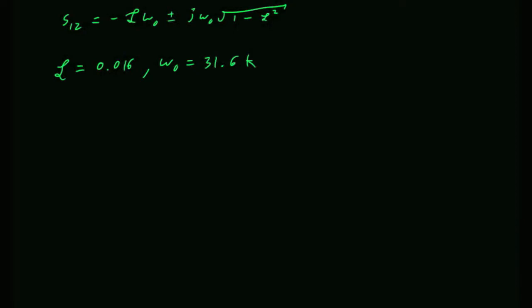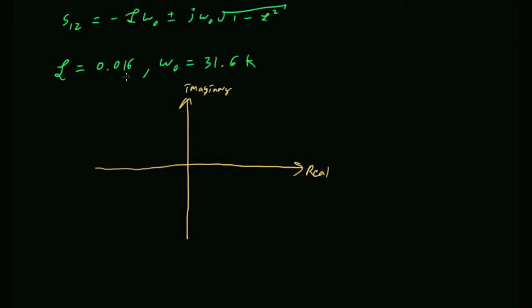So what I want to do is make a plot. This is a very common plot that we're going to get used to making. This is basically how you plot complex numbers. So you show a real axis and an imaginary axis. I've got two poles, and I want to show where those two poles are on this plot. So let's look at my first pole. My first pole is going to be at minus zeta omega naught. Can somebody figure that out for me? What is minus zeta omega naught?